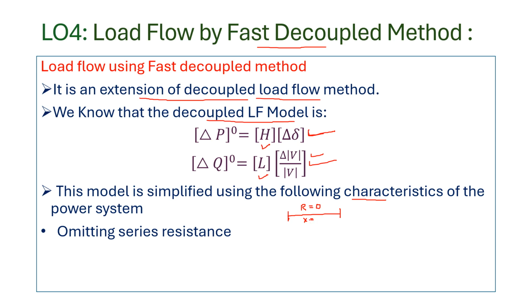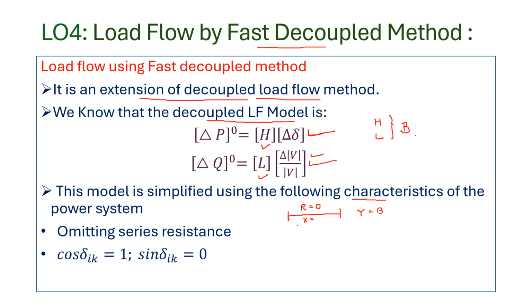When we assume resistance is 0 and there is only reactance, we assume that the admittance has only susceptance, there is no conductance. So the attempt is made to convert these H and L submatrices into a susceptance matrix, which we call B. Okay, so this is one assumption. The second assumption is cos delta ik equal to 1 and sin delta ik equal to 0.